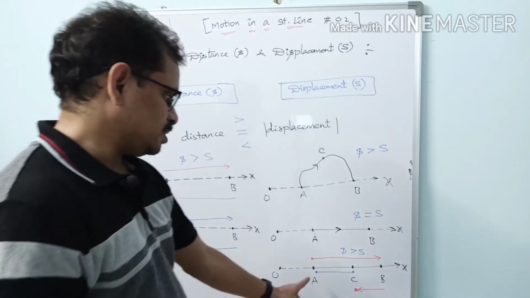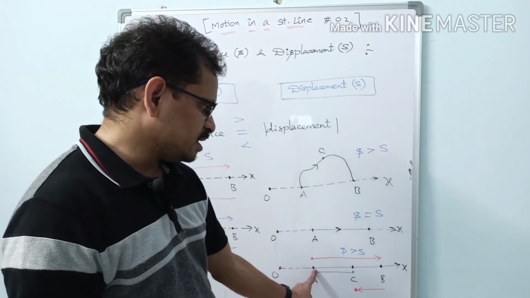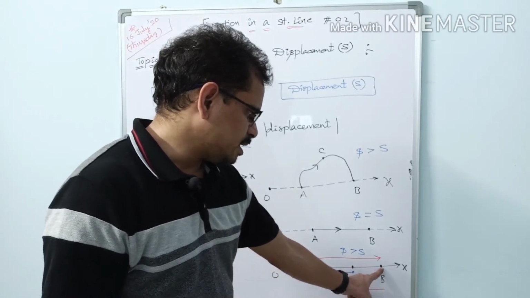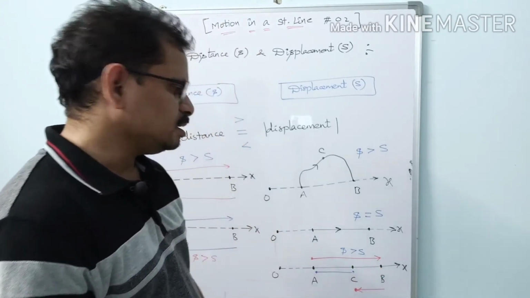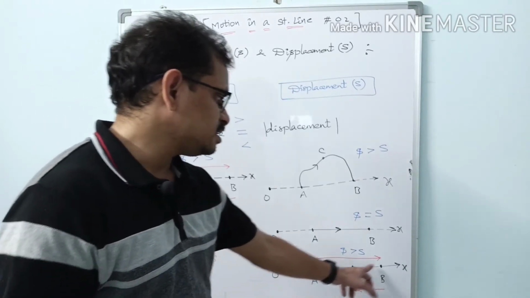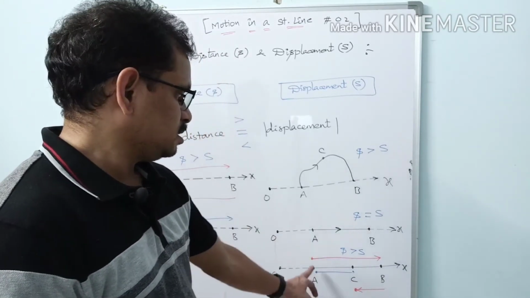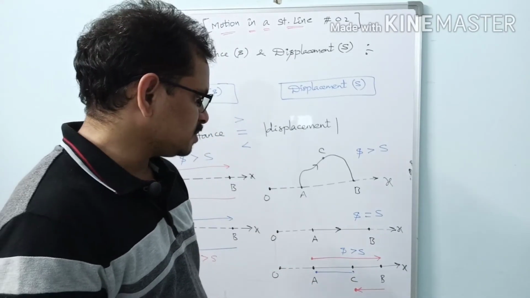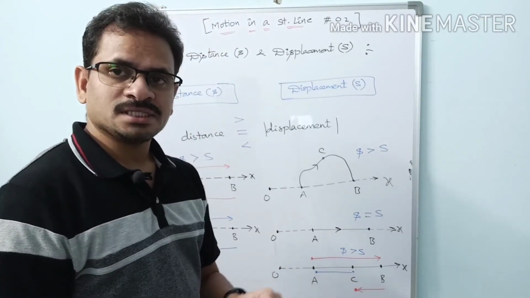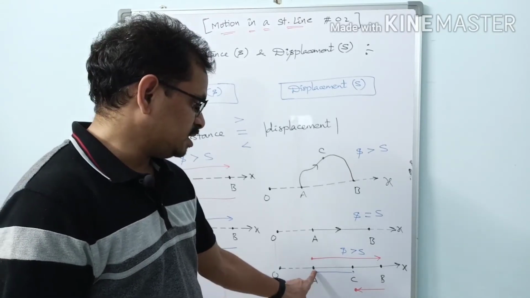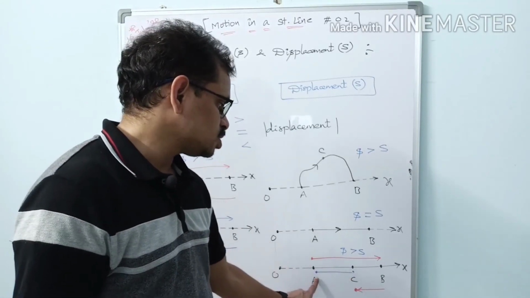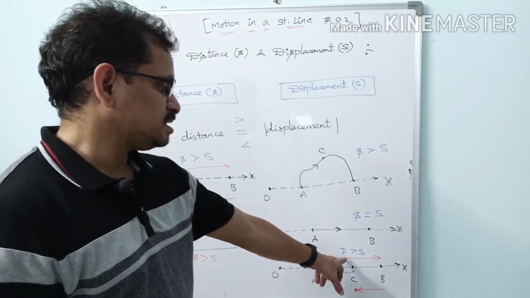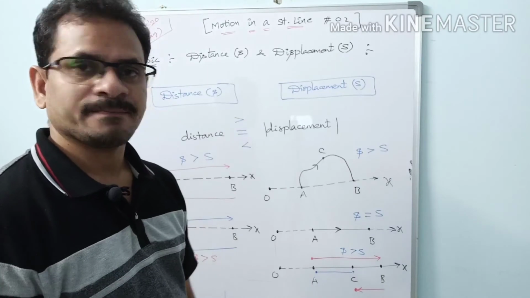So next example here. Suppose the particle starts from A, moves along a straight line towards B, reaches B and comes back again to C like this. In this case, what is the distance here? See, the length of these two red lines, this one and this one, is the distance. Then what about displacement? It is the length of the straight line joining the initial and final points. A is the initial point, C is the final point. So the line AC gives us displacement. Here it is very clear that distance is greater than displacement.